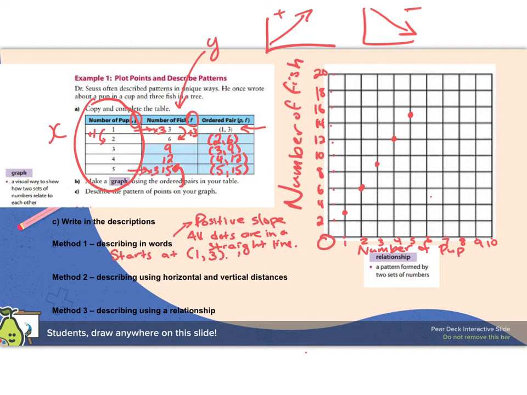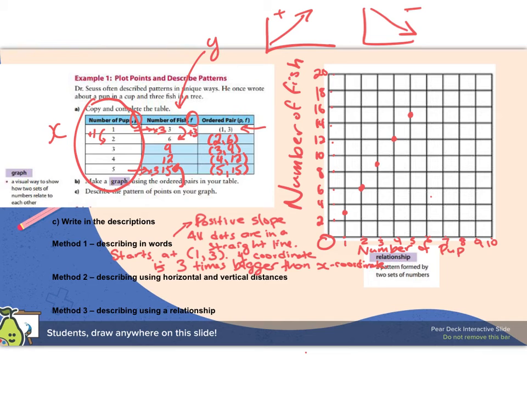So my y coordinate is 3 times bigger than my x coordinate.